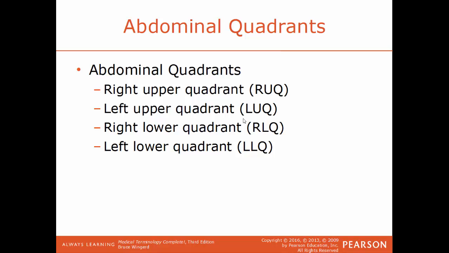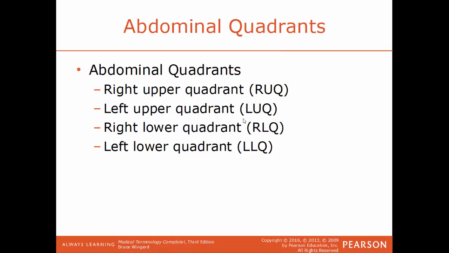And the quadrants have abbreviations that can be used, so you don't have to write out the full name. You can abbreviate the right upper quadrant by putting RUQ, or left upper quadrant LUQ, right lower quadrant RLQ, and left lower LLQ. And again, these regions we just talked about, these 9 regions, and these 4 quadrants, are only in reference to the abdomen.